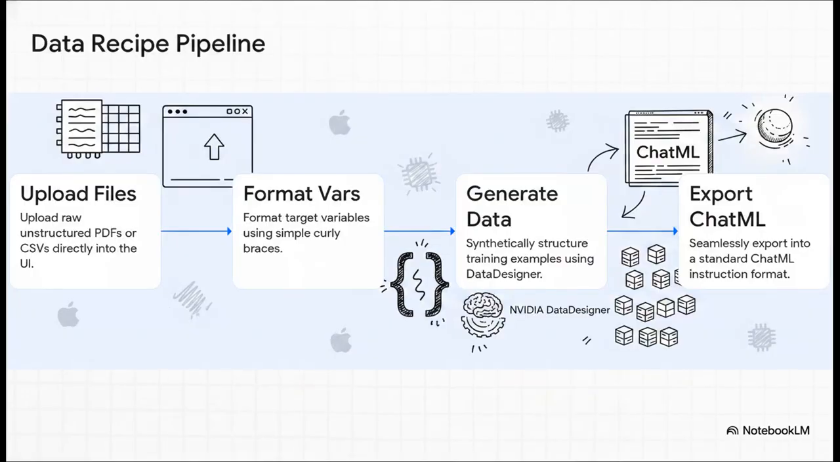But what if you actually want to use your own private company documents? Well, that is exactly where Unsloth's data recipes pipeline comes in. It uses this really great visual node-based workflow.